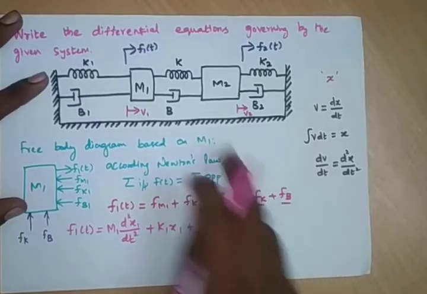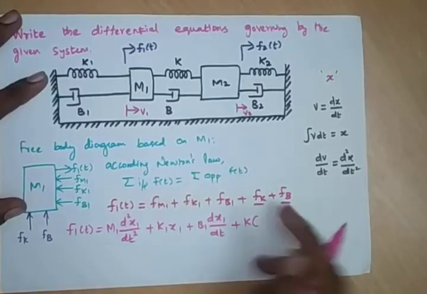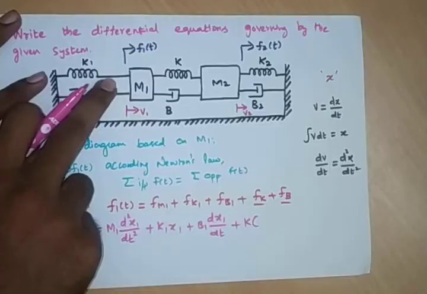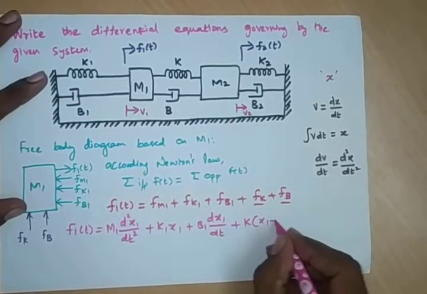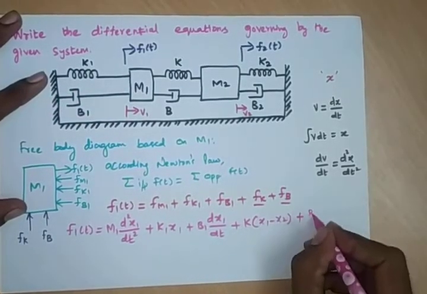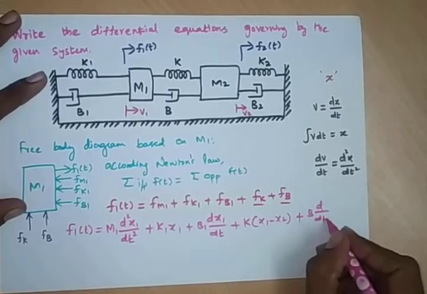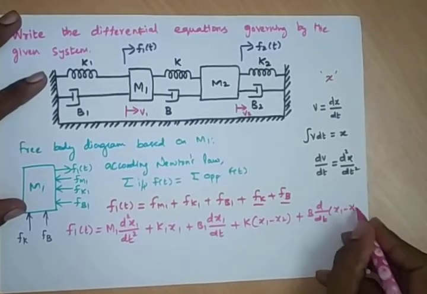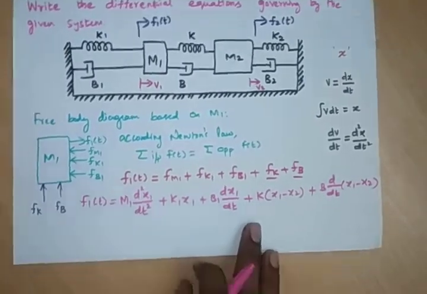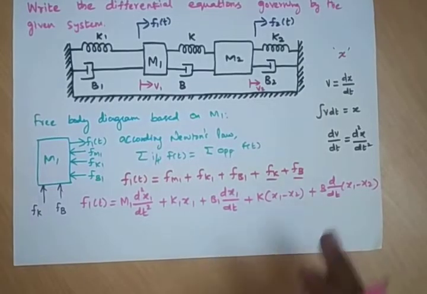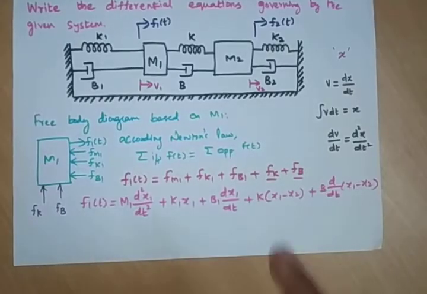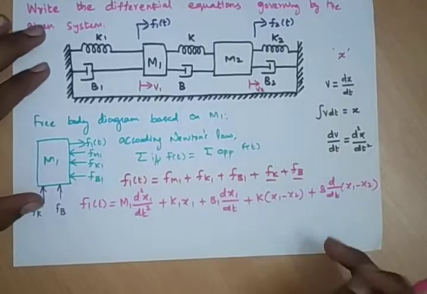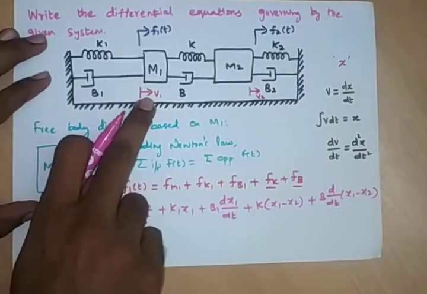So fk is nothing but k into, with respect to m1 we are writing the equation, is it not? So x1 minus x2 plus b into d by dt of x1 minus x2. This is what the differential equation in terms of displacement I have written. Okay, in terms of velocity we need to represent, is it not?